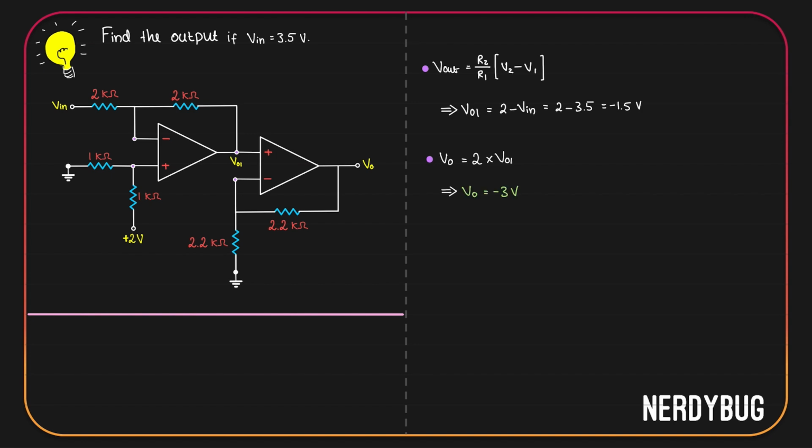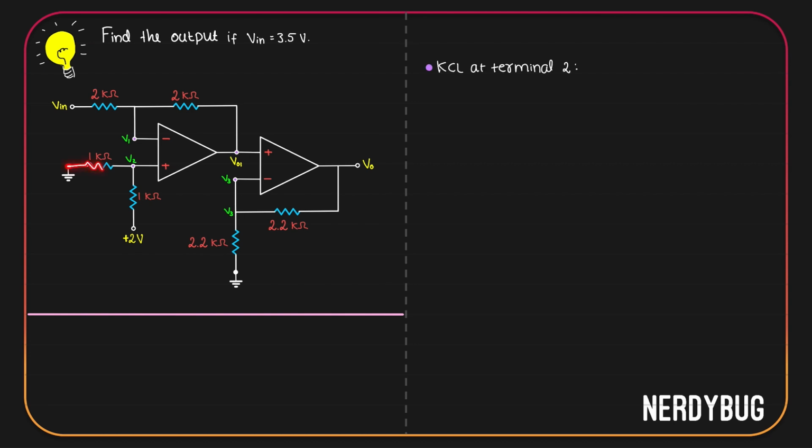Now, if you did not recognize that this is actually a differential amplifier followed by a non-inverting amplifier, how would you solve it? Let's see. We'll start by calling this terminal 1, so the potential here will be V1. We'll call this terminal 2, so the potential here will be V2. We'll call this terminal 3, so the potential there will be V3. If the potential here is V3, here also it will be V3. Let us now apply Kirchhoff's current law at the terminal 2.